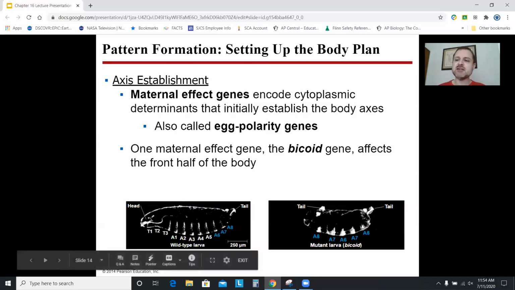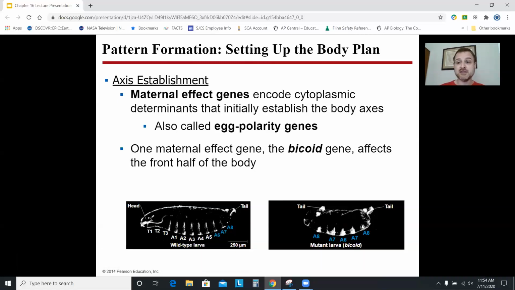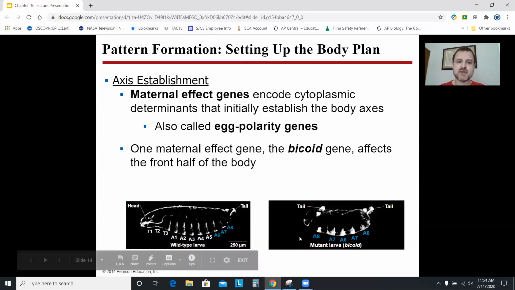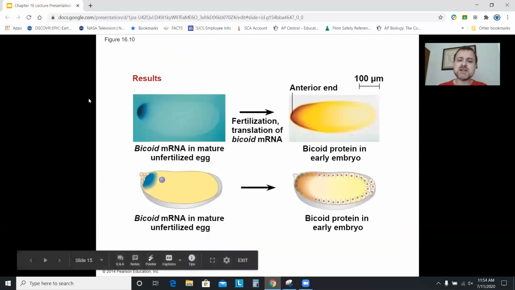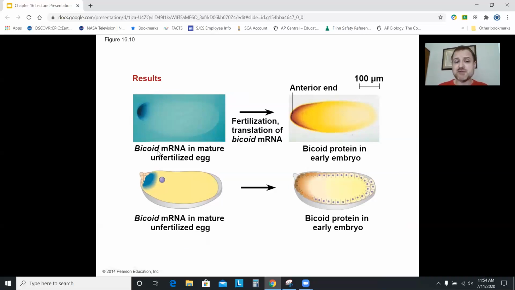So just file away the fact that not every gene codes necessarily for, like, legs. Some genes code for proteins that determine where the legs go. Okay, cool. This is an experiment. So the bicoid DNA that we mentioned, actually it wasn't DNA, it was RNA that we mentioned.